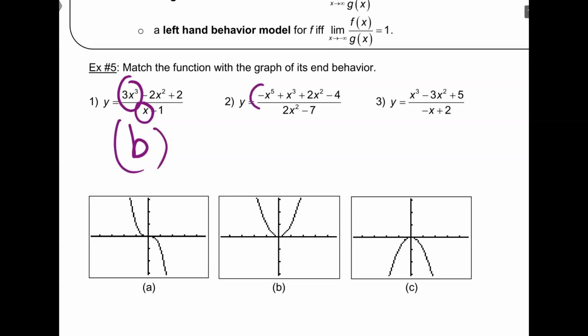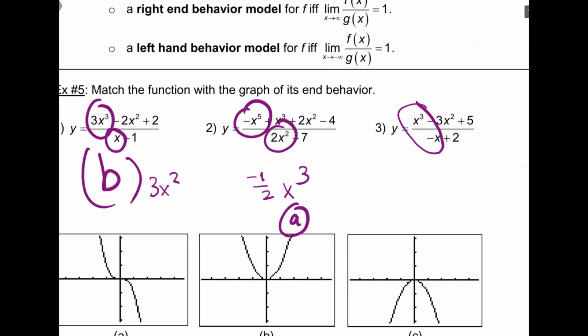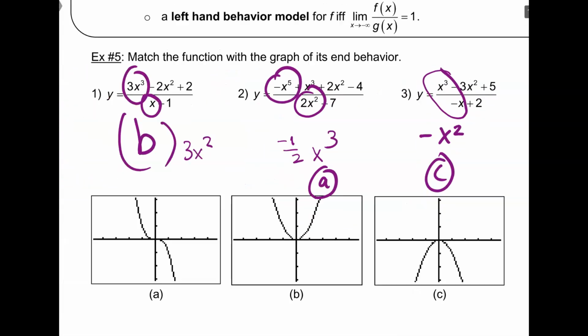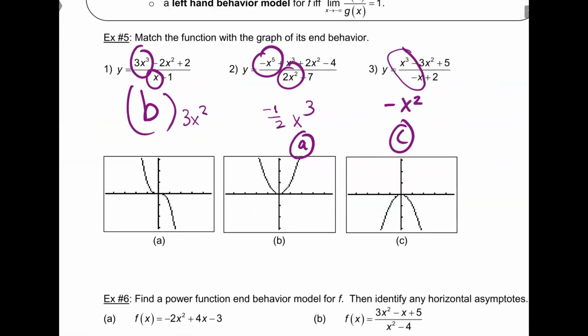Versus if I have negative x to the 5th divided by 2x squared, I still have a larger exponent on top, but this effectively turns into negative 1/2 x cubed. For this one it turned into 3x squared, so this one is exactly A. Versus here, I'm having negative x squared, which just goes with C. So matching these up, if you use the leading term test, it gives you the end behavior. You can see what your graph is going to look like. Okay, cool.